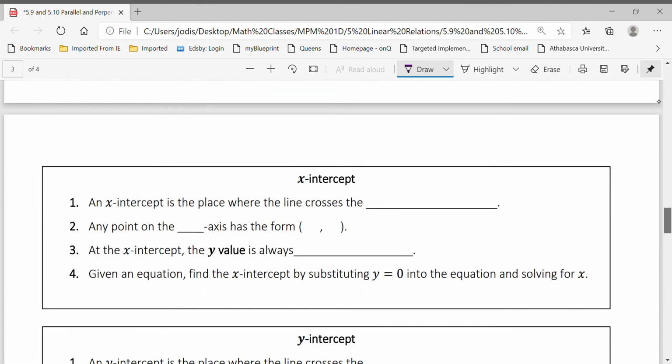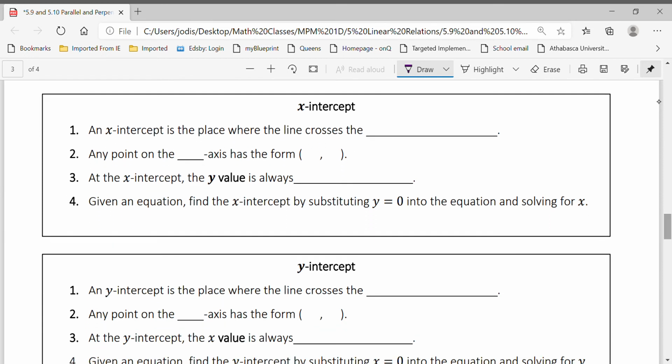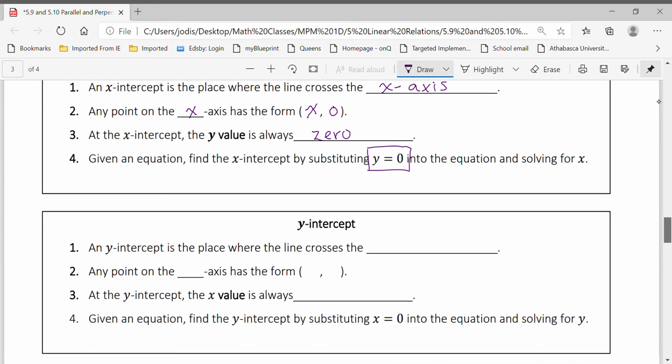Okay, so let's take a look here. We're going to do a quick little summary of x and y intercepts. So for x-intercepts, the x-intercept is the place where the line crosses the x-axis. Any point on the x-axis, right, has the form (x, 0). At the x-intercept, the y value is always 0. And if we're given an equation, we want to find the x-intercept by substituting y = 0 into the equation and solving for x, right? We know y = 0 for an x-intercept.